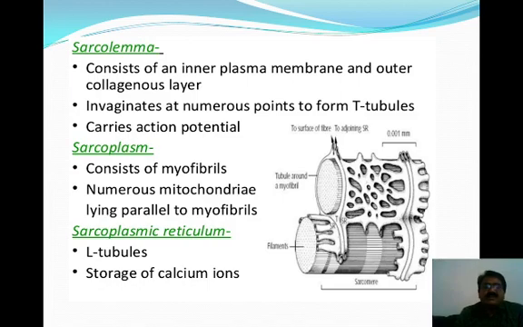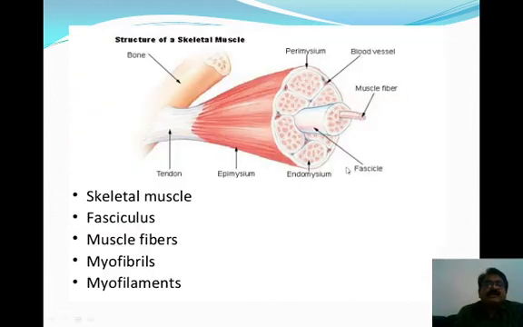In the muscle cells, the sarcoplasm consists of the myofibrils. Myofibrils have numerous mitochondria lying parallel to them. The sarcoplasmic reticulum is an important structure which is observed here in muscles. Now it comprises the L tubules and it is a storage of calcium ions. Now the structure of skeletal muscle fibers: as we already know, skeletal muscles have the ability to attach to the bones with the help of tendons.